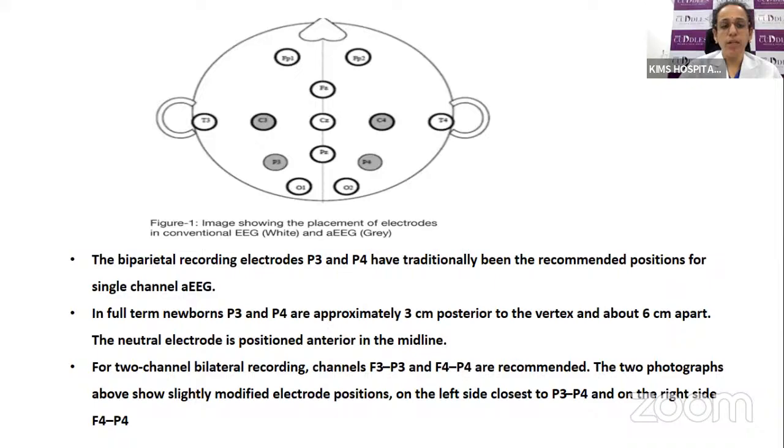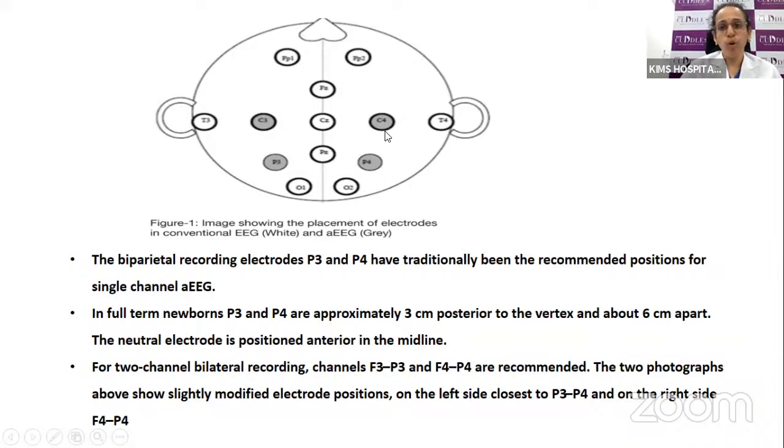So these are the conventional EEG electrode placements, as you can see in this picture. Compared to this 12-lead conventional EEG, here we place the electrodes fronto-parietal. The left side will be the odd numbers and the right side will be the even numbers, in addition to the neutral electrode. So a total of 5 electrodes will be placed and the recording can be started for dual channel EEG. Roughly, for a full-term newborn, it will be 3 centimeters posterior to the vertex, and between these 2 electrodes there should be at least 6 centimeters of distance.